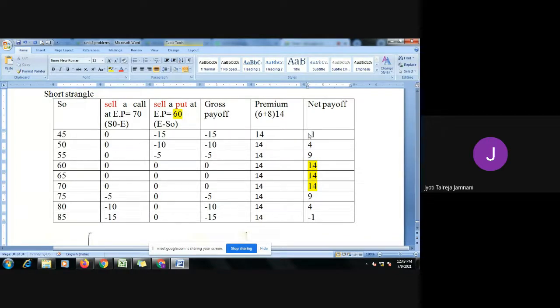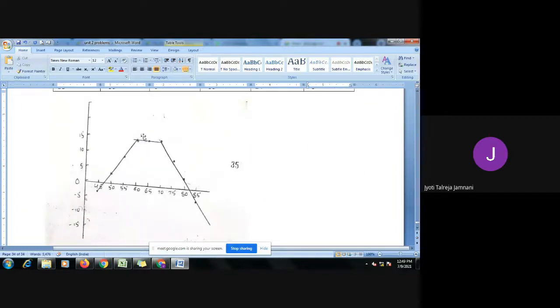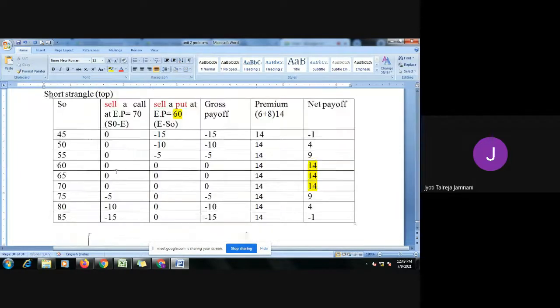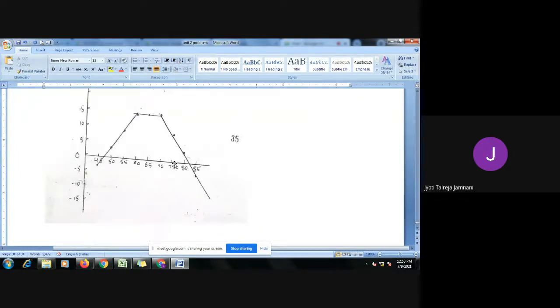So if you see now we have all in the positive quadrant maximum. So the graph is coming upward. At 45 I have minus 1. Then at 50 plus 4, 55 plus 9, 60, 14, 14, 14 till 70. Again plus 9, plus 4 and minus 1. So it is going up. It's a short strangle. So we call it as top. The graph will be on the top. Okay, but it will not be like a triangle or a V shape, but because of the constant gain, it will have a straight line in this.